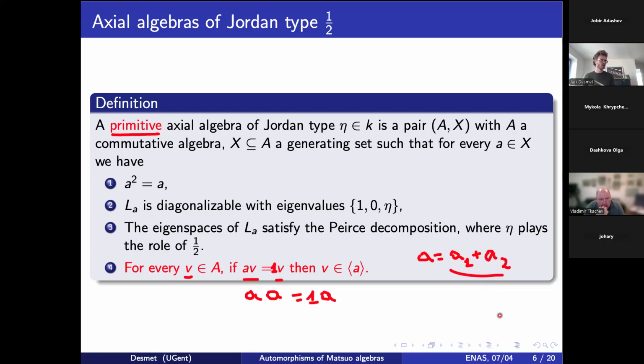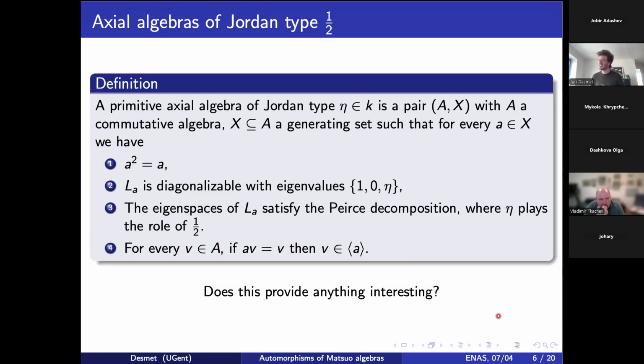And then the question is, does this actually provide anything interesting? Does it provide anything other than Jordan algebras? And the answer is yes, of course. Otherwise, I wouldn't be here speaking about these objects. But the examples came before the definition of a primitive axial algebra of Jordan type. So this definition is from 2015, and the first example of such objects which are not Jordan were already given in 2003. So in some sense, the examples of such things motivated the definition.